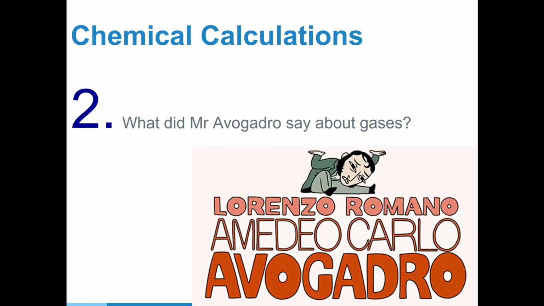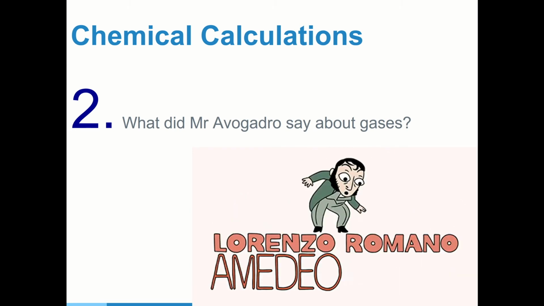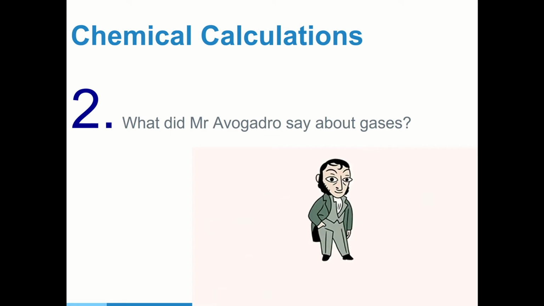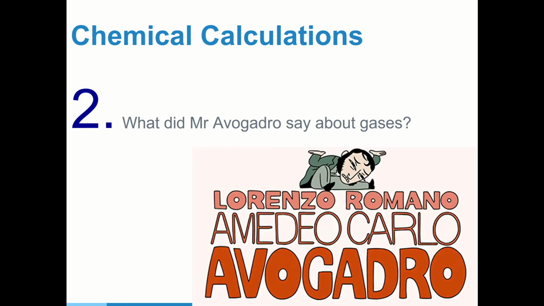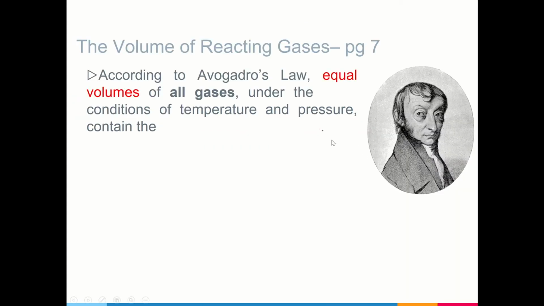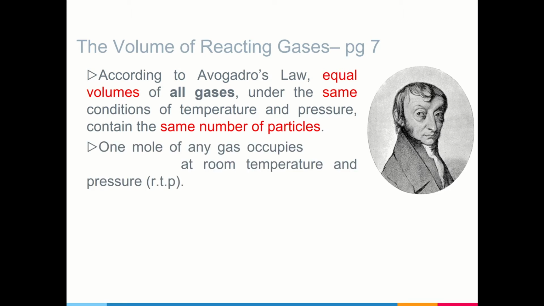So let's recall. Do you recall what Mr. Avogadro said about gases? He gave us this very special equation for gases, and that is molar volume. If you recall, Mr. Avogadro said that for gases, equal volume of all gases under same condition contain same number of particles, which means 1 mole of any gas occupies 24 dm cube at room temperature. So any gas, oxygen, hydrogen, carbon dioxide, as long as it's 1 mole, they occupy the same volume.